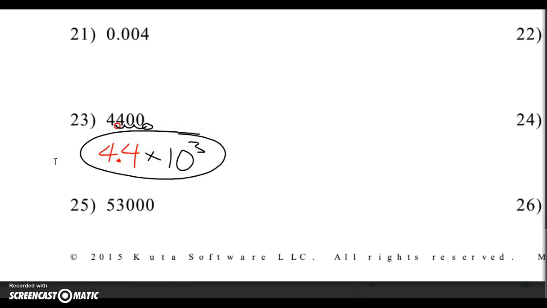We need our decimal to be between 4 and 5, so we get 4.4. Currently, the decimal is hanging out right here. So in order for me to get from the place I want my decimal to where it is, I go 1, 2, 3. So we need that decimal to move 3 spots to the right. So there's our scientific notation: 4.4 times 10 to the third power.